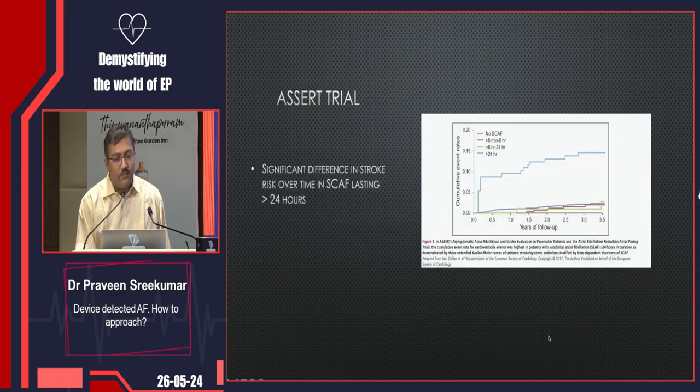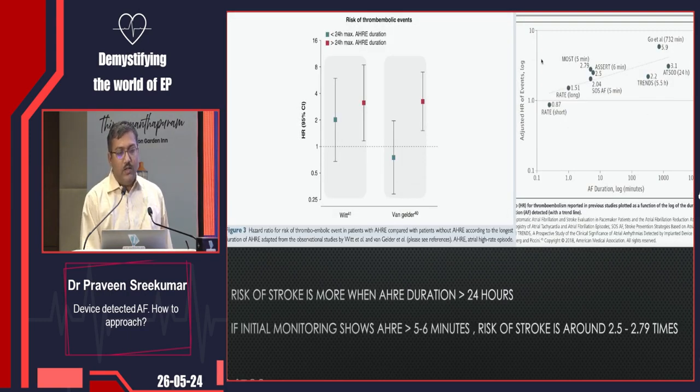This is for the significance of anticoagulation. The blue line is the 24-hour AHREs, and the Kaplan-Meier survival plot definitely differs. So probably we can take 24 hours as a good cutoff for deciding whether to anticoagulate or not. There are other studies which show the same. In the initial monitoring, mainly in ASSERT and most trials, with AHRE of more than 5 to 6 minutes, the risk of stroke was around 2.5 to 2.7 times that of the usual population.